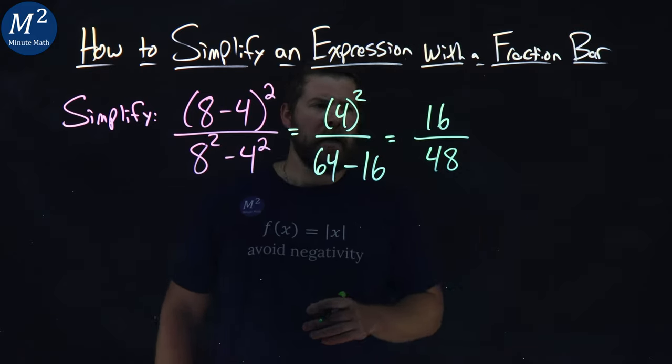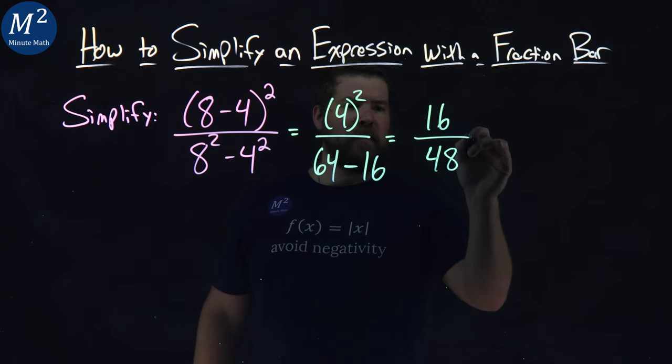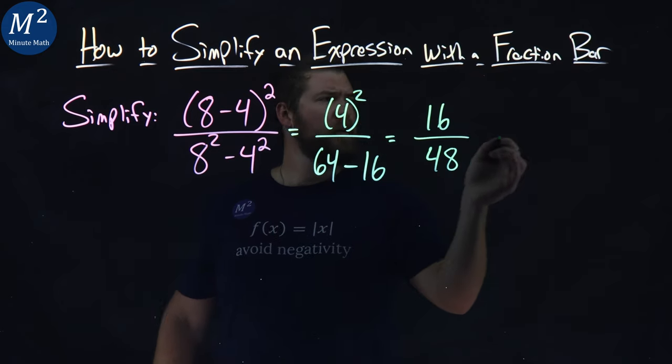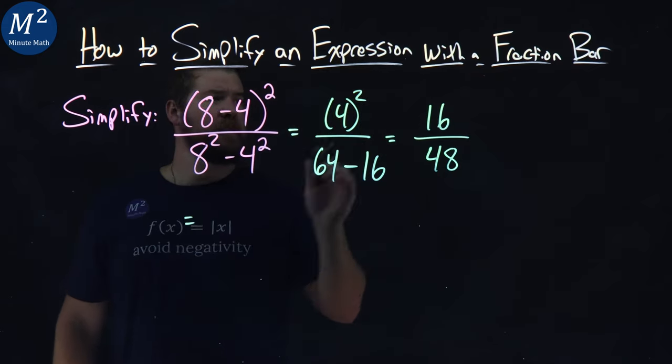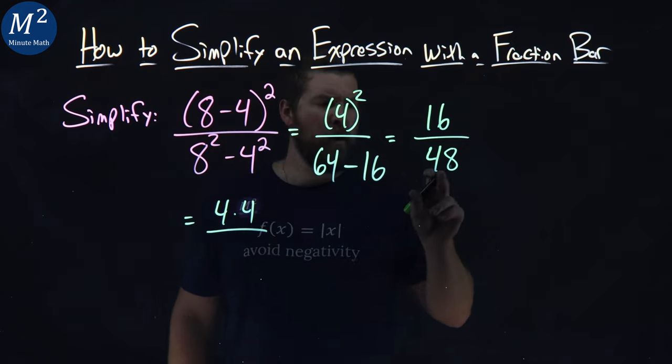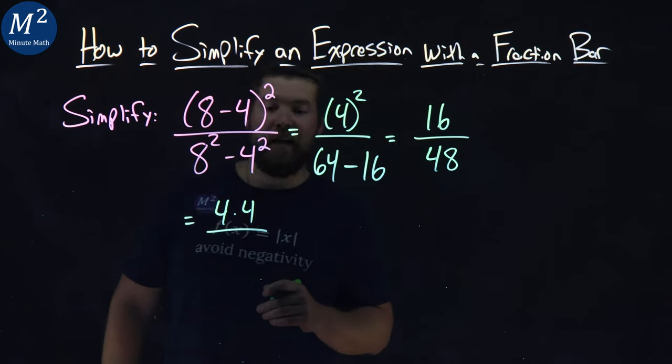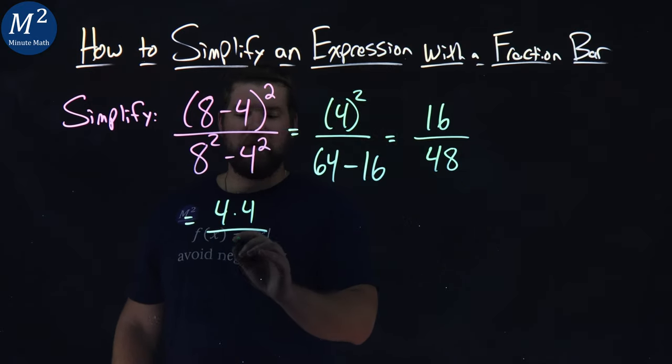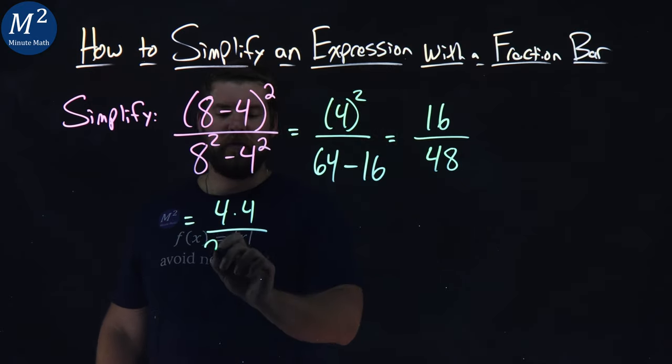Okay. Let's break down what we know about each one of these numbers. I'll do it right here. 16 is a 4 times a 4. Got it. 48 is a, what is that? 2 and 24, right? 2 and 24 get me a 48.